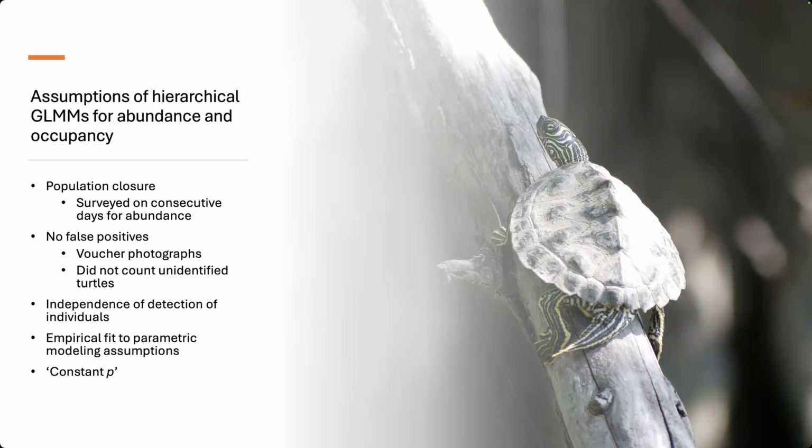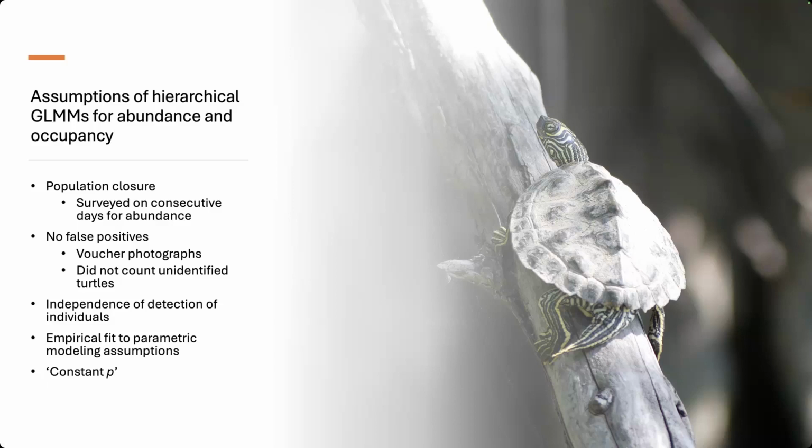Another important assumption is that you make no false positives. So we tried to ameliorate this by requiring voucher photographs for every transect and every site. And if there was a question on what a turtle was, we don't mark unknown turtles or try to guess on turtles. We simply did not count or enumerate unidentified turtles and assumed that basically these turtles would be absorbed in the detection submodel to inform our detection.